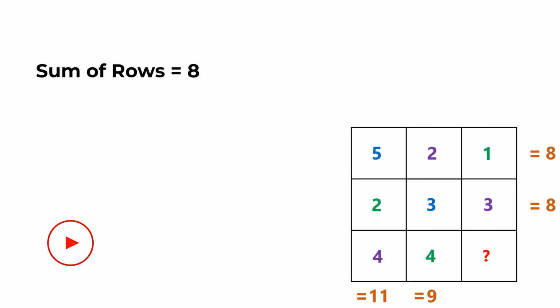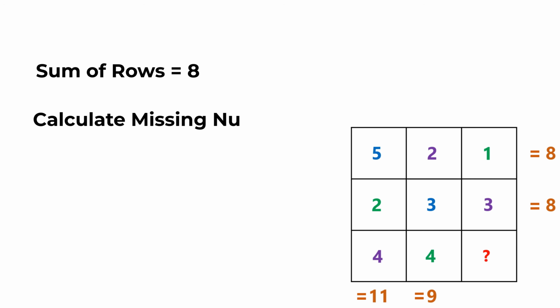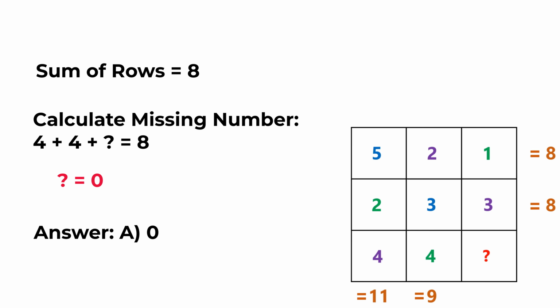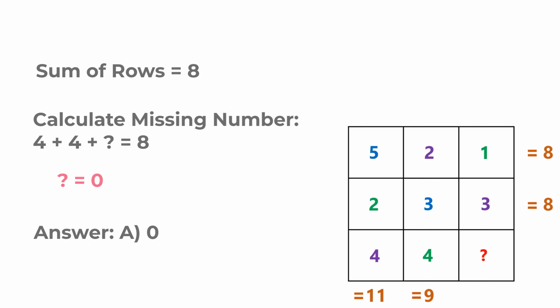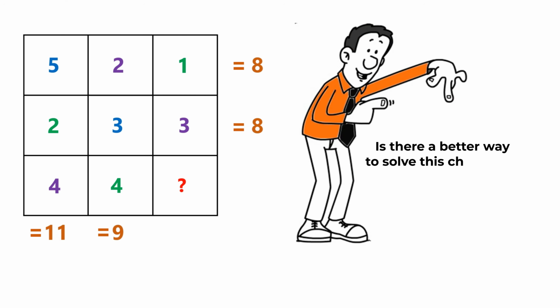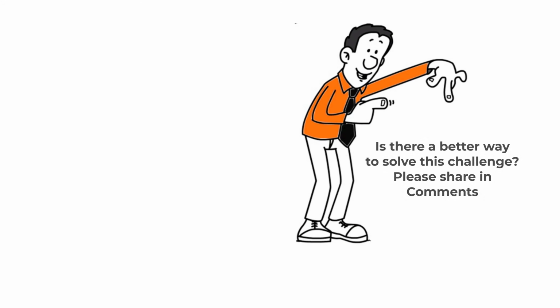This would allow us to calculate the 3rd row. If we know that the sum should be 8, we can assume that the 4 plus question mark, which would be representing the missing number, would be equal to 8. So the missing number would be equal to 0. The correct choice here is choice A, 0. Hopefully you've nailed this question on your own and now know how to answer similar problems on the test.